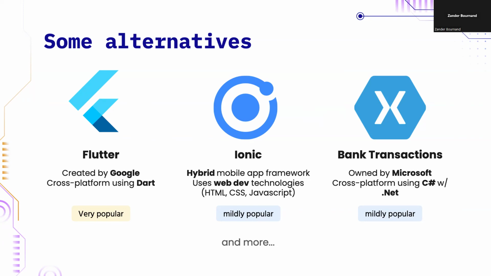Ionic is really that hybrid model, right? We saw it runs on WebView. It uses those traditional web dev technologies. But again, it's not as performant as native apps, so it's not super popular.